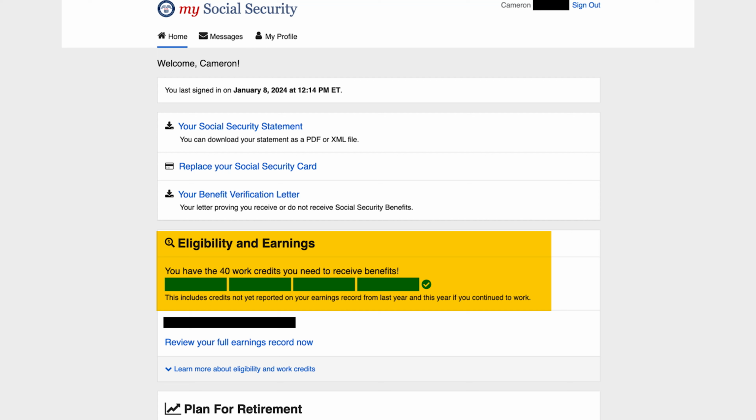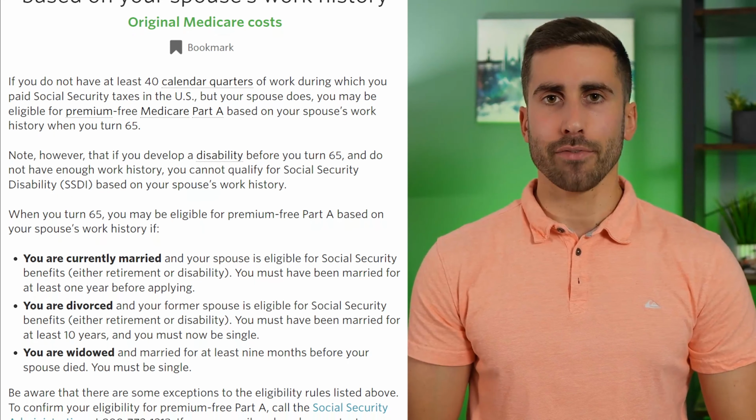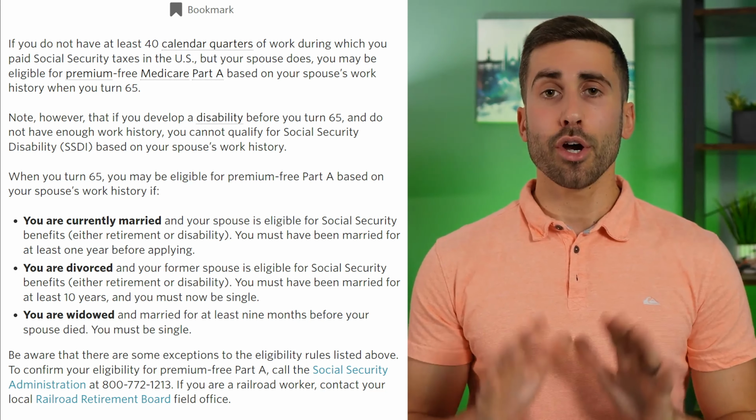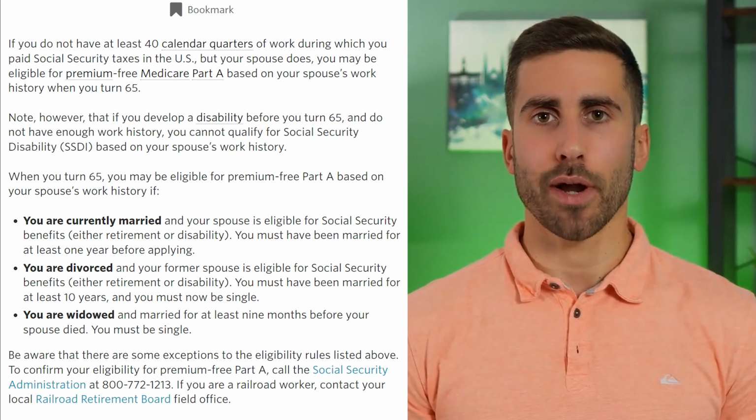Now, if you did not personally work and pay Medicare taxes for enough quarters to qualify using your own work record, you may still be able to qualify for premium-free Part A through a spouse's work history. Now, just know the spouse whose work history is being used must be eligible for Social Security benefits through either retirement at age 62 or disability benefits, although they do not actually have to collect Social Security benefits at the time you're using their record. Also, it's important to note that you must have been married at least 1 year before qualifying for premium-free Part A based on their work history.